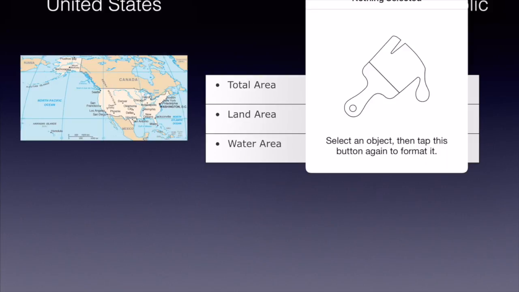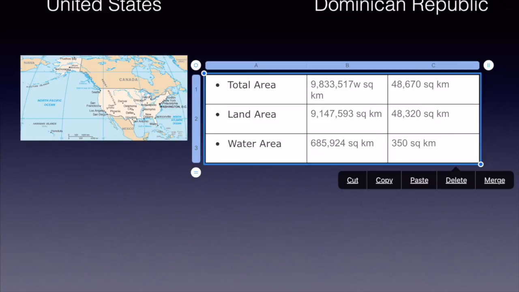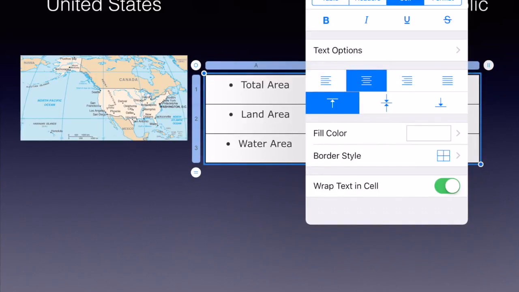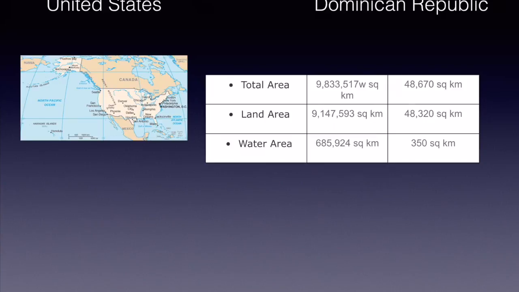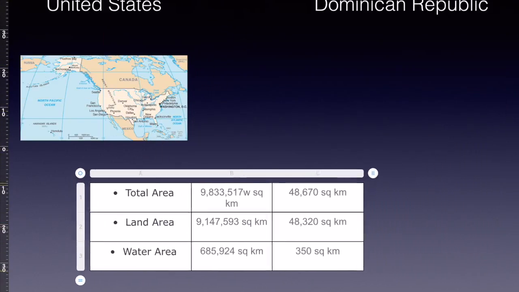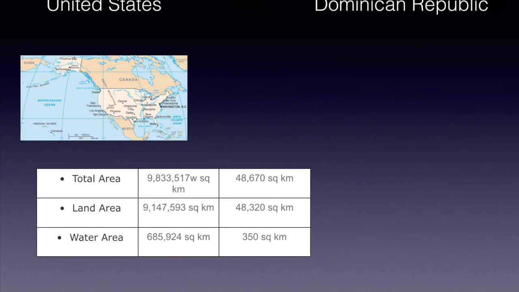I can go back to the paintbrush if I highlight all the cells again, drag. You can center the information. You can do a number of things that you can play around with and format in whichever way that you like. And then if I click on that, I can move this table and put it anywhere that I like.